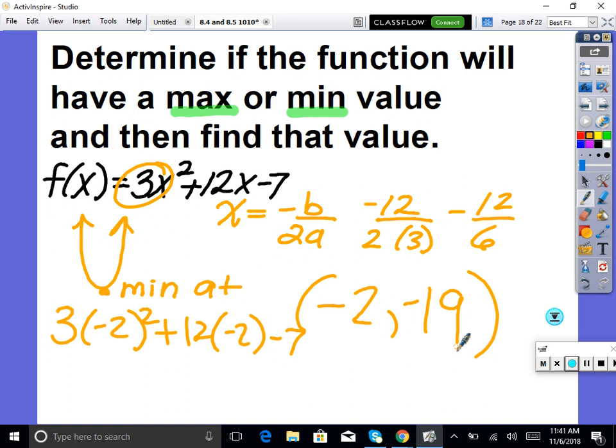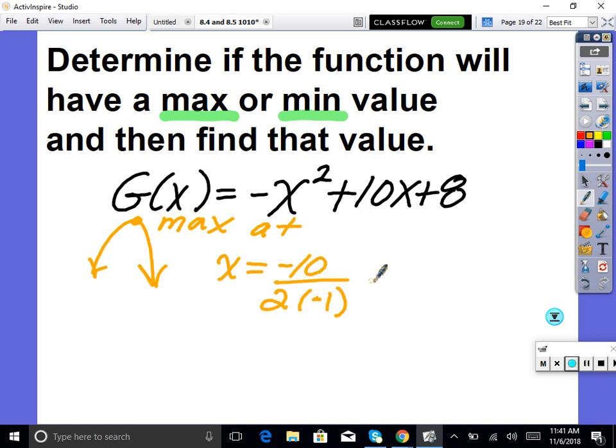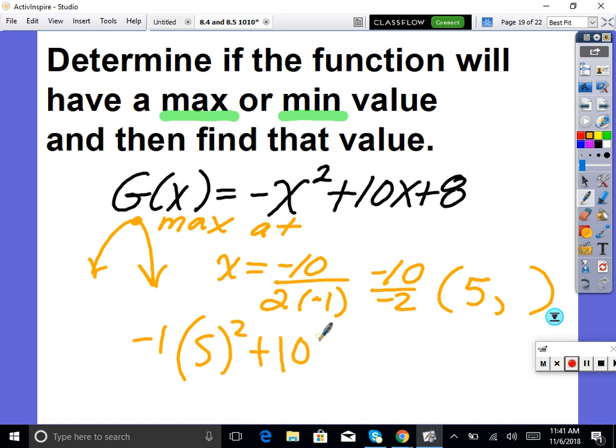Easy, right? So looking at this one, is it a max or min? It's a frown, so it's a max. You'd say we have a maximum at x is equal to negative b over 2 times a. So that's negative 10 over negative 2, which is 5, comma, and then you'd plug 5 in. Negative 1 times 5 squared plus 10 times 5 plus 8. That negative is not with x, right? We know that. That's just like having a negative 2 in front.